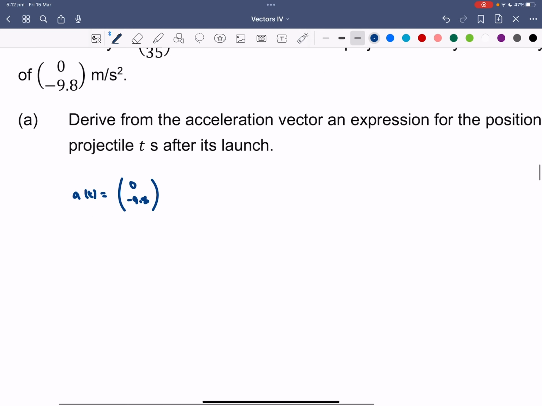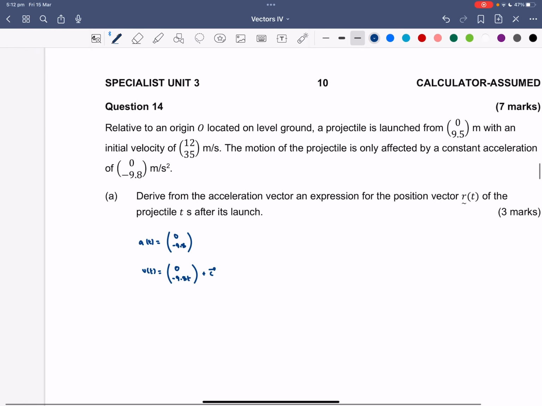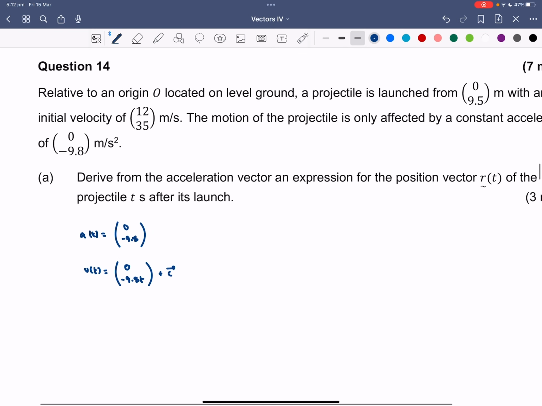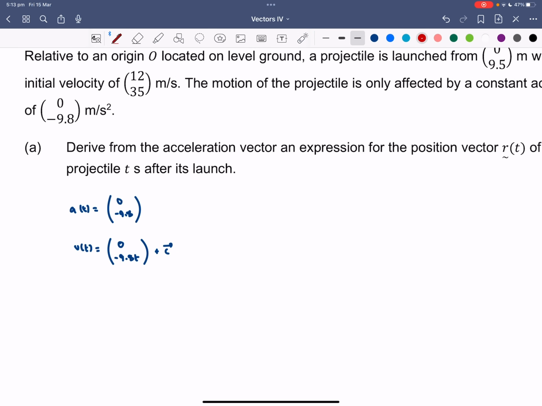So to get the velocity vector, we just have to anti-differentiate that. Integral of 0 is 0. Integral of this is minus 9.8t plus the vector c, plus the c vector. Now, are we told anything about the initial velocity? Yes, the initial velocity is this. So we are told that the velocity at t equals 0 is 12, 35. So let's sub that in and find c.